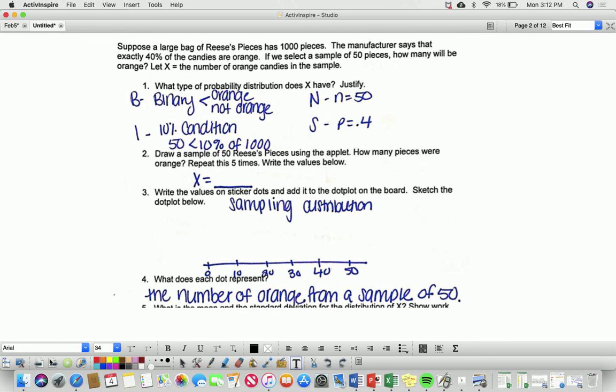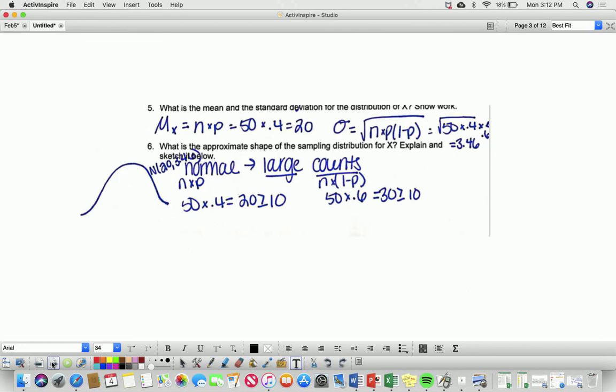What we did last unit. If we look at 5 and 6, let's remember our formulas. N times P, so our mean is 20. Notice how I'm using an X here and not an X bar. Standard deviation is the square root of N times P times 1 minus P, so 3.46. Approximate shape, it's approximately normal because of large counts. Remember, N times P, N times 1 minus P, those have to be greater than or equal to 10. If they are, we can say, oh, okay, it's approximately normal.